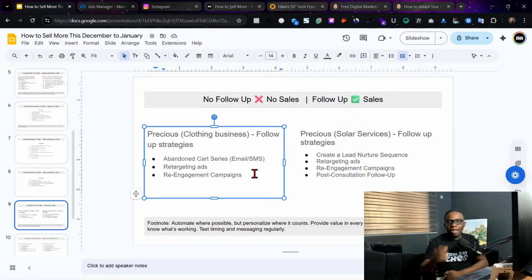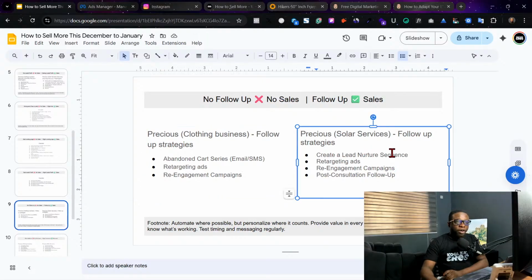Then re-engagement campaign. So those are persons that maybe didn't even add to cart or anything. They just saw your page. You can do re-engagement campaigns, almost like retargeting. So let's say for a service-based business, you create a nurture sequence. Take for example now, let me use solar. You sell solar, you've run ads and people have checked your page. You are seeing likes and everything.